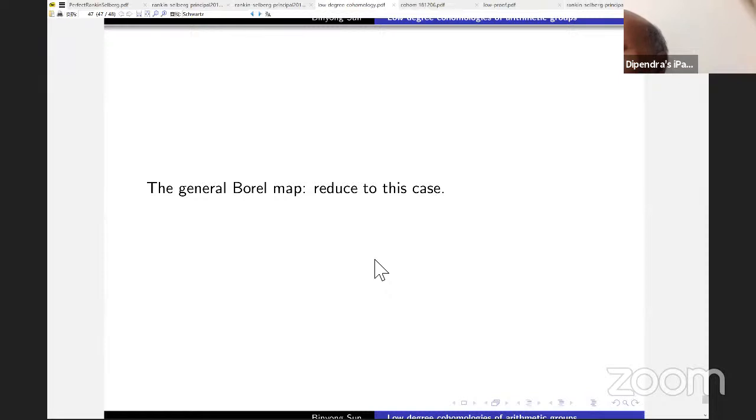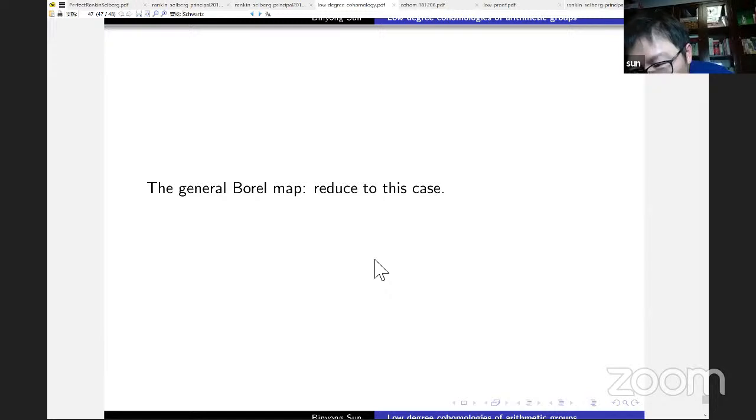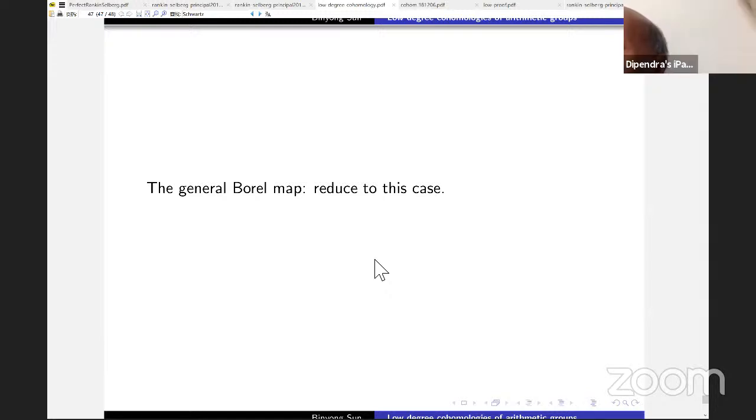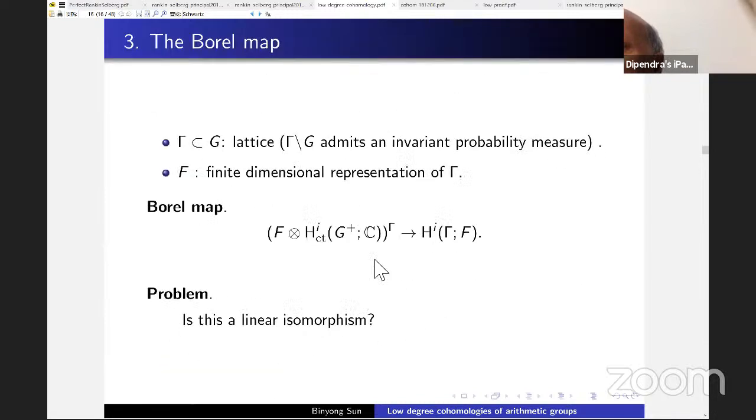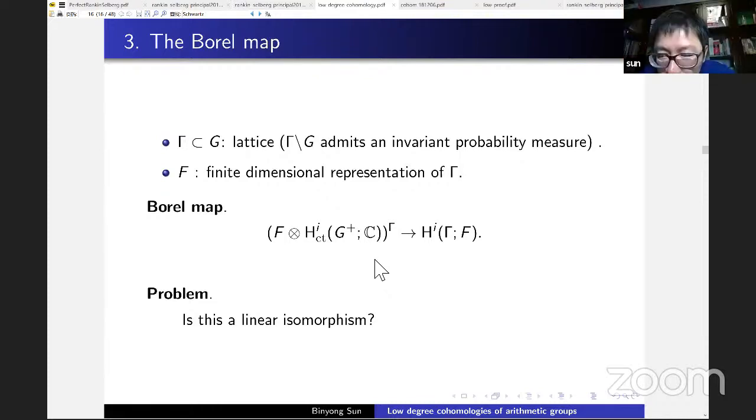Can I ask you a question, Binyong? Sure. What is the role of the coefficient system in your work? In all the arguments, I think the most interesting case is just when F equals C, the trivial local system. But the proofs don't reduce to that. You have to keep F all the time. You need to keep the coefficient system with you, or it gets reduced to the trivial coefficient system. We needed to keep the arbitrary local system.